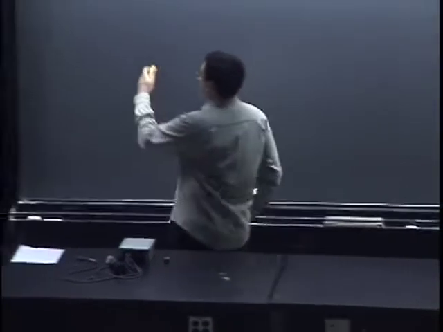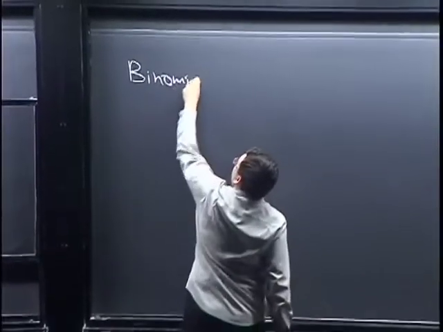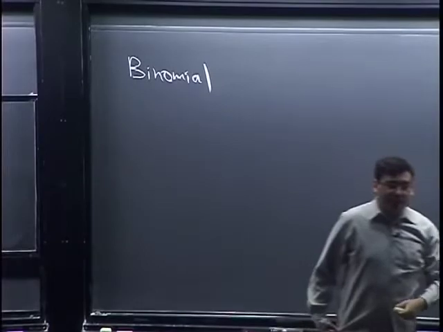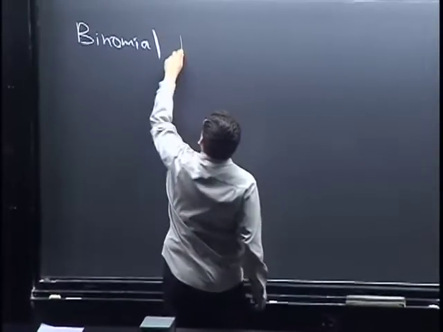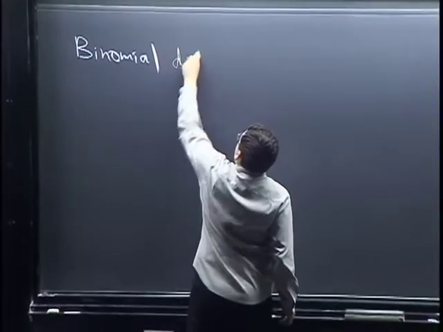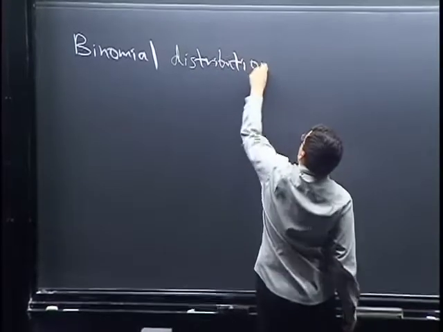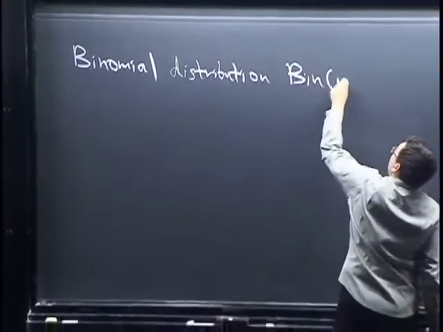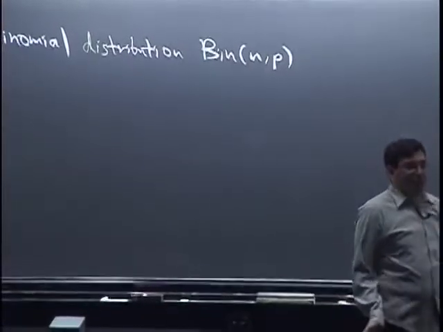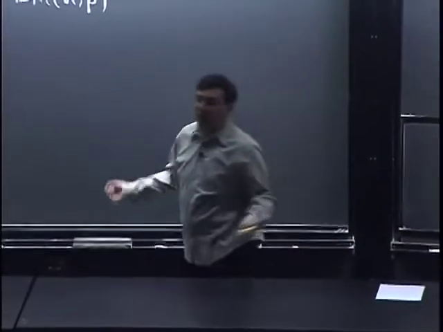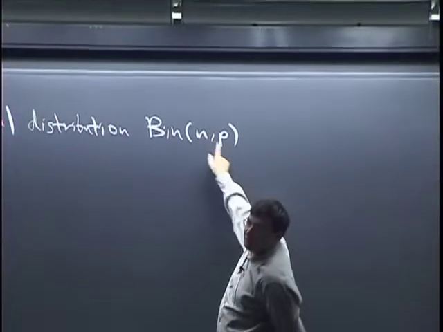So here's the binomial, just to remind you. The binomial distribution is one of the most famous distributions and one of the most useful ones in all of statistics. We write it as Bin(n, p) for shorthand. It has two parameters, n and p. That's what they're usually called. I mean, you could call them whatever you want, but the default choice would be to call them n and p. So those are called parameters.